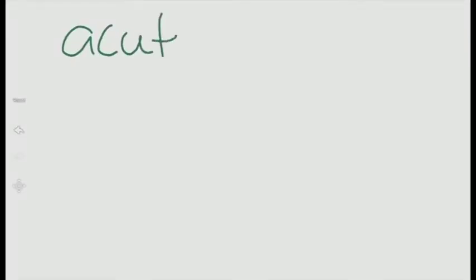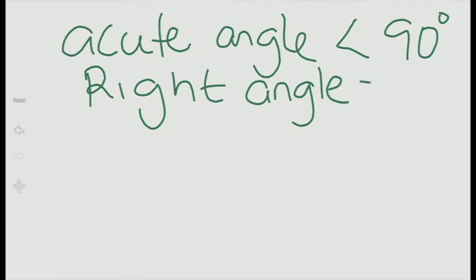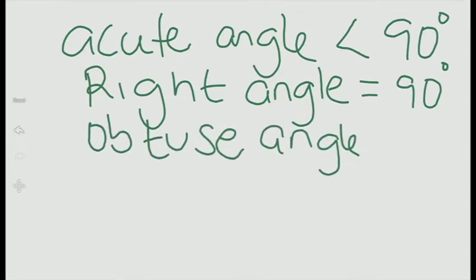We say we have an acute angle, which is an angle that is less than 90 degrees. And then we have the right angle, which is equal to 90 degrees. And then we have the obtuse angle, which is greater than 90 degrees but less than 180. So we have an angle theta, it's above 90 but less than 180, that's an obtuse angle.